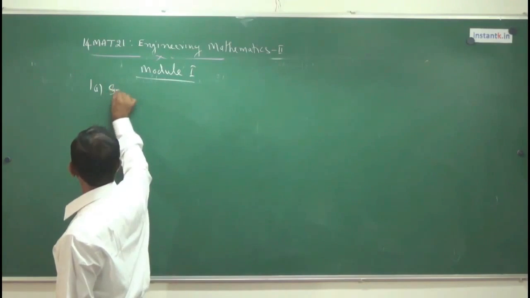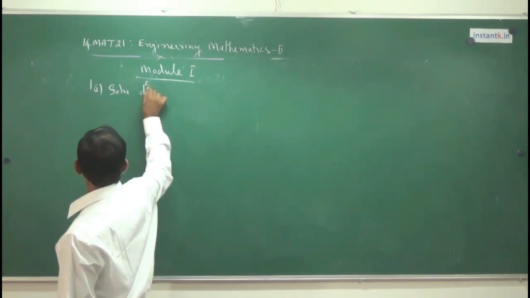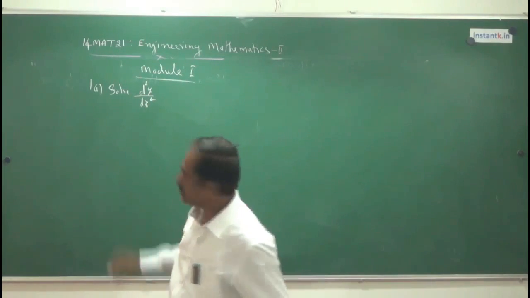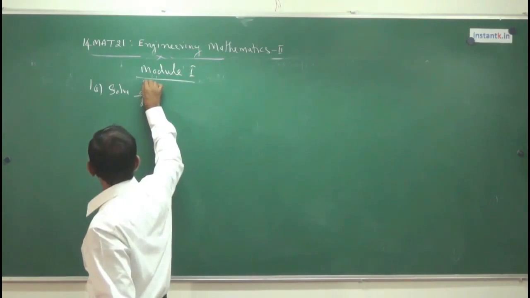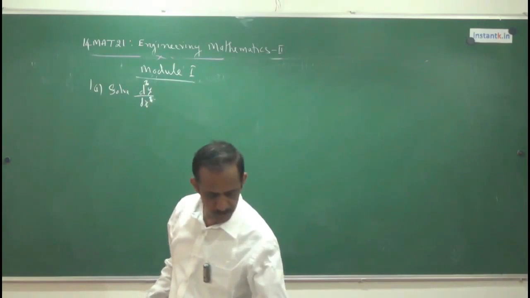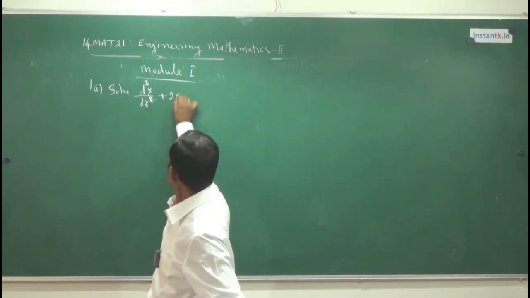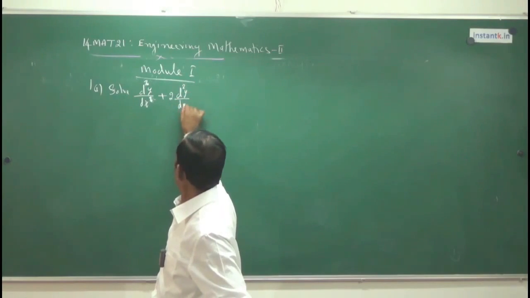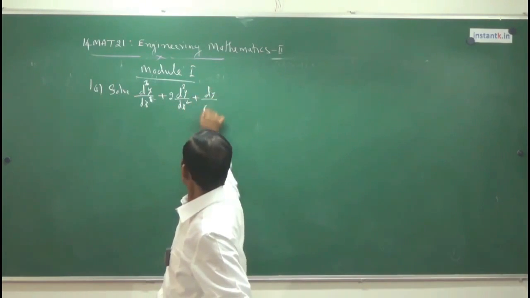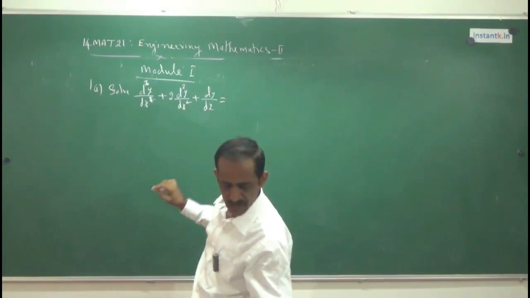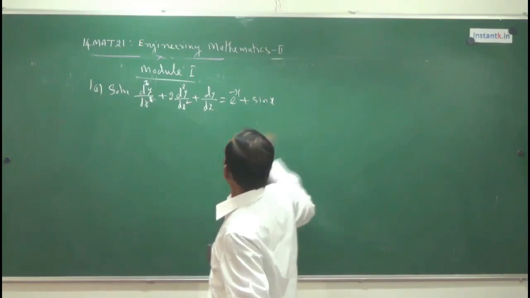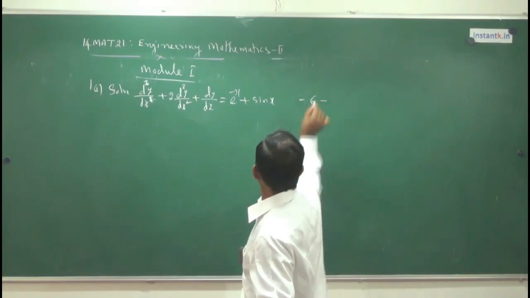They ask to solve d squared y by dx squared, or instead of this, it need not be a square, it may be d cube also, third order: d cube y by dx cube plus 2 into d squared y by dx squared plus dy by dx equals e power minus x plus sin x. So this may be asked for 6 marks.